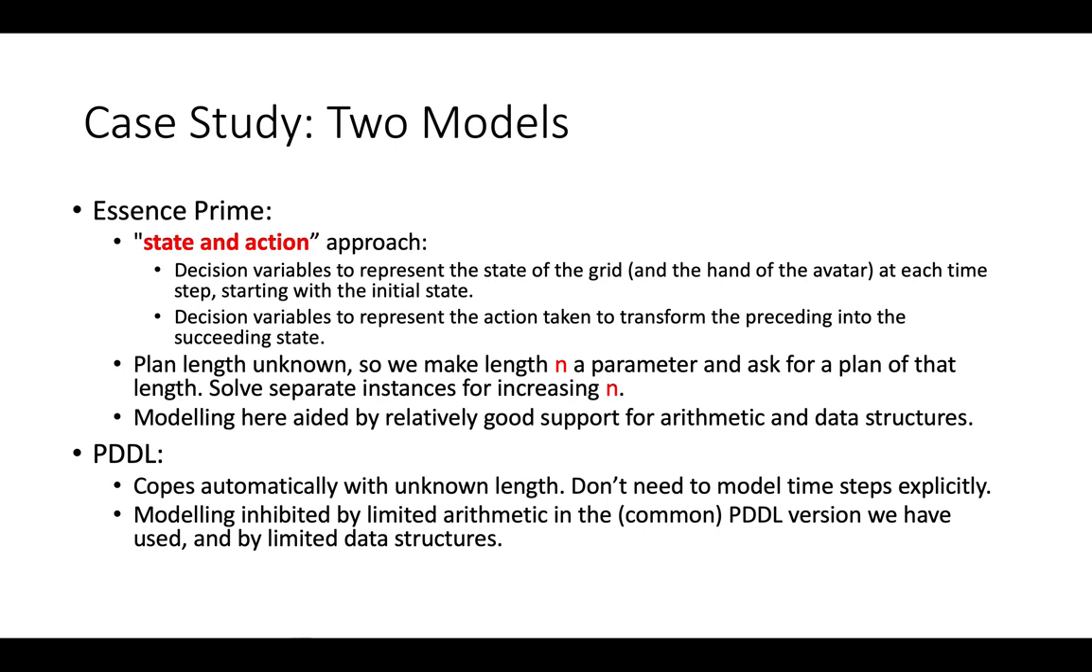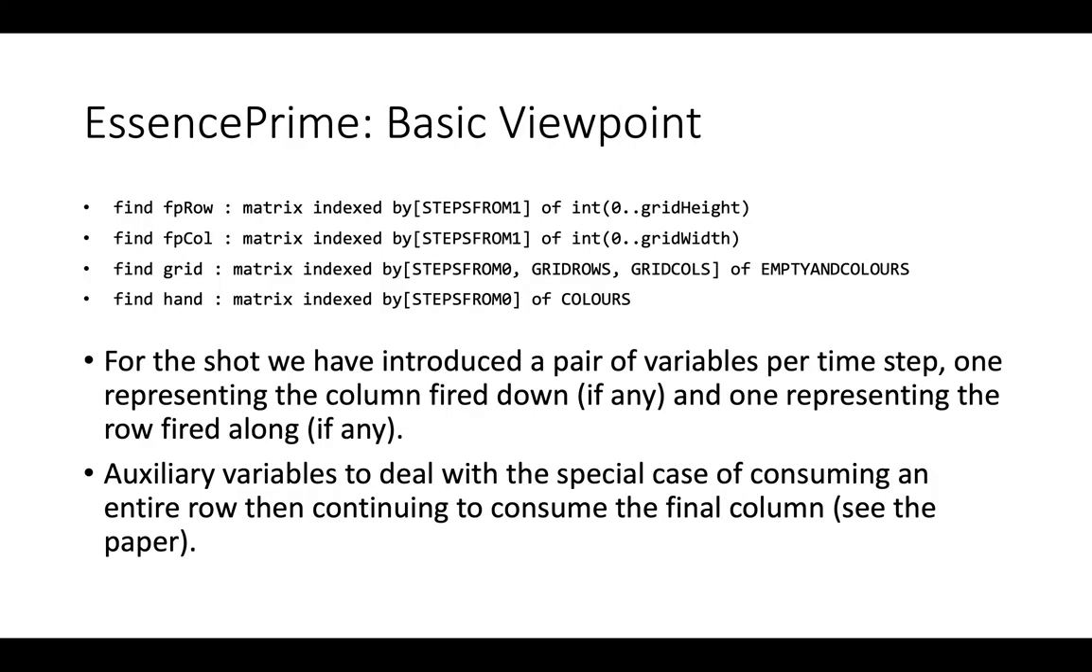The modeling here, as we'll see, is aided by fairly good support in constraint modeling languages for arithmetic and data structures, so for example a matrix, which can be used to model the state at particular time steps. In PDDL, we have some advantages. For example, because it knows it's a planning problem, it copes automatically with the fact that the length is unknown and we don't need to model time steps explicitly. But the modeling is inhibited by fairly limited arithmetic in the common version of PDDL that we're using and by limited data structures. So let's begin with the Essence Prime model.